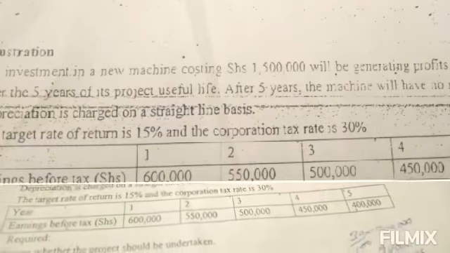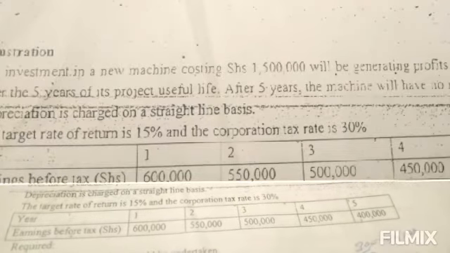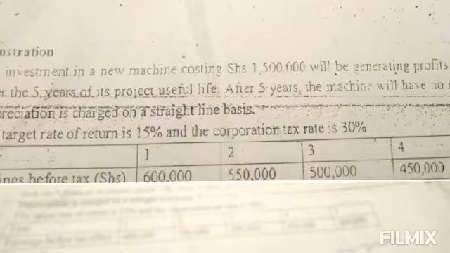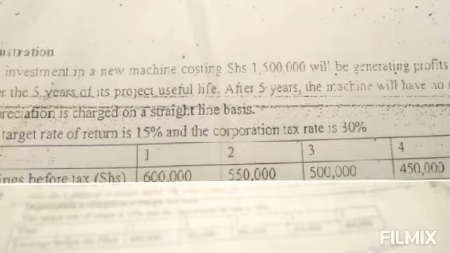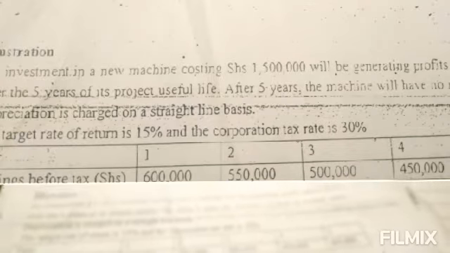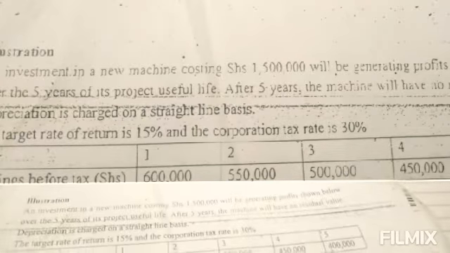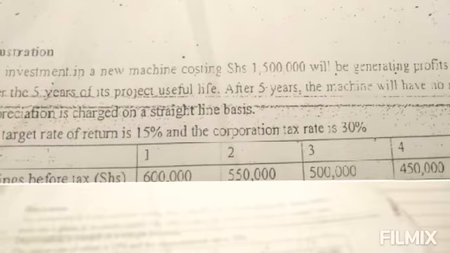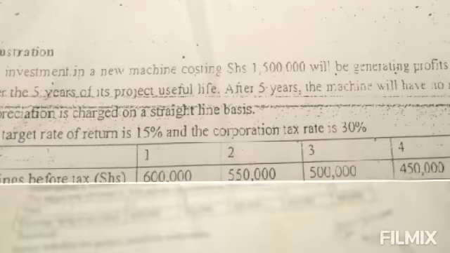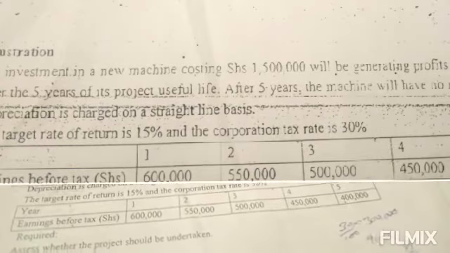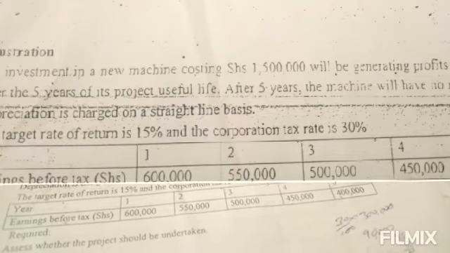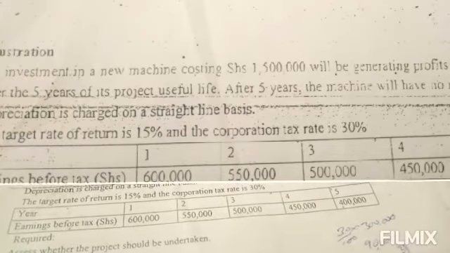So I have this question: an investment in a new machine costing 1.5 will be generating profit shown below over the 5 years of its projected useful life. So that means it has a useful life of 5 years. You should note that. And then you should also note that the cost is 1.5 million. And then they're saying after 5 years the machine will have no residual value.